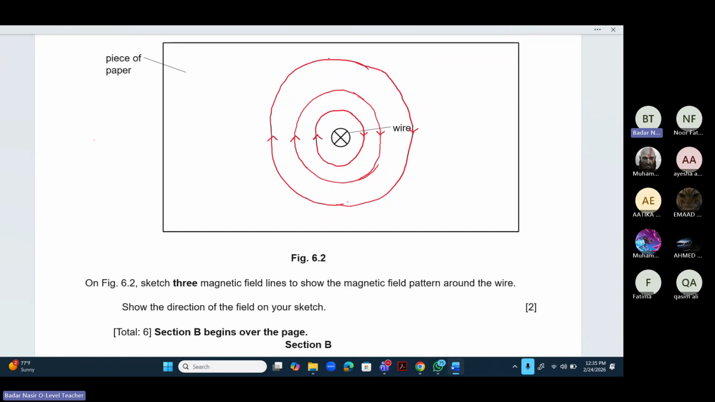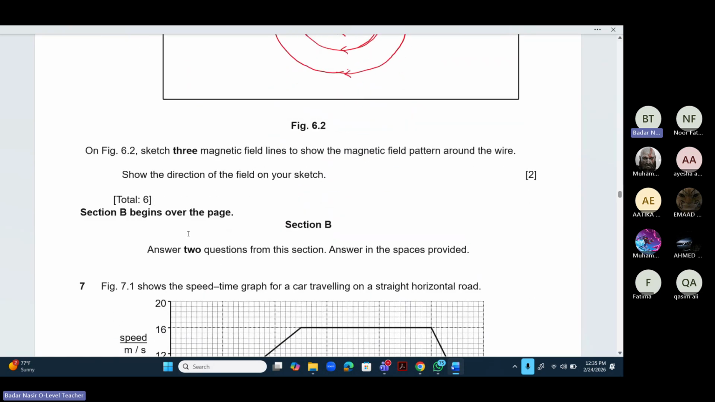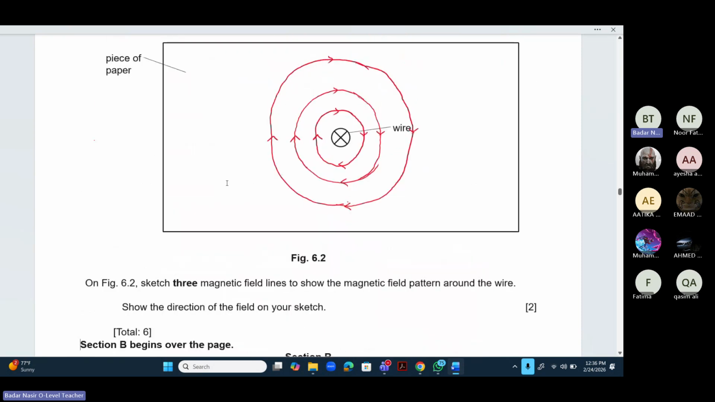arrow direction as well. ठीक है, so the field lines are going to be clockwise since it's carrying current into the page. Okay, now let's just talk about the next thing. Right hand, yes, so if you use the thumb, the curl of the fingers will give you the direction of the magnetic field lines around it.